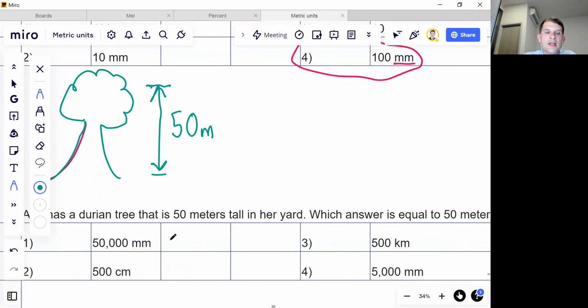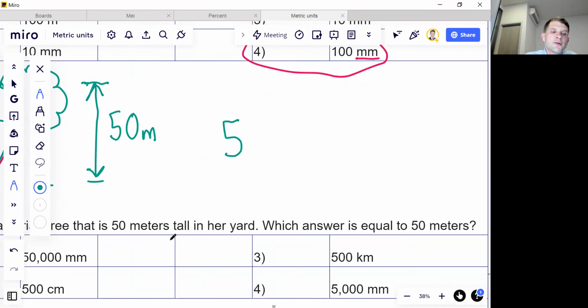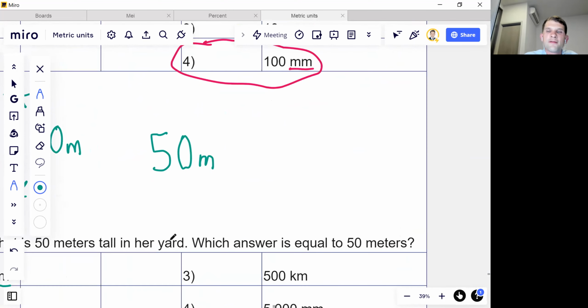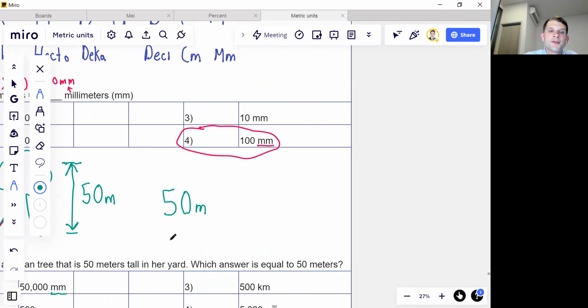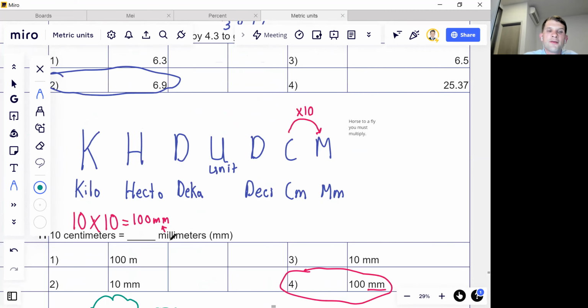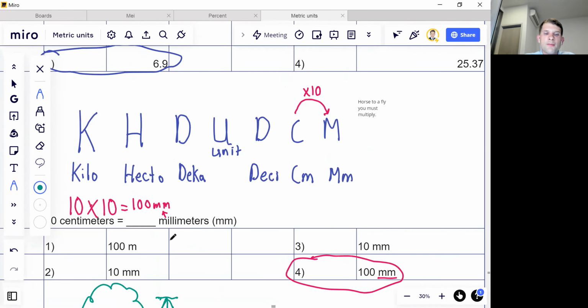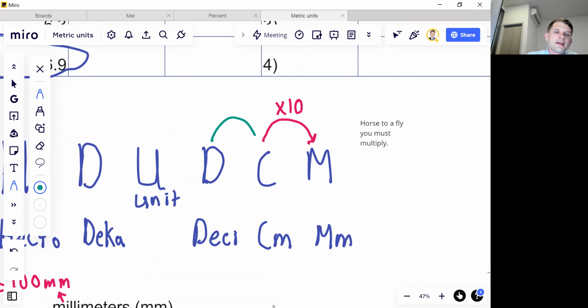So we have 50 meters, and we're converting to millimeters. So we're going to make sure we convert this 50 meters into millimeters and see if that first option is the one that is equal to 50 meters. All right, so let's go back up to this here, King Henry died unusually drinking chocolate milk trick here. And we know in this case, we're going to go from meters to millimeters. So I need to fill out the rest of this.